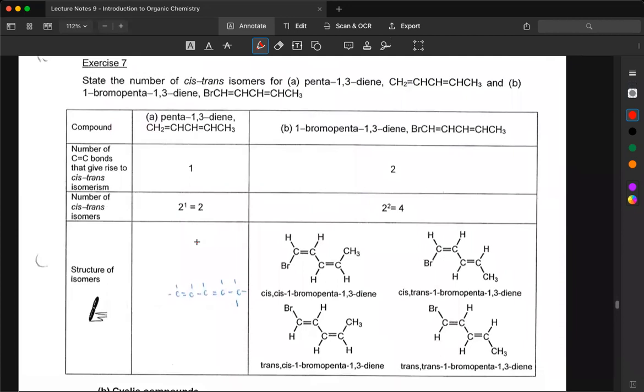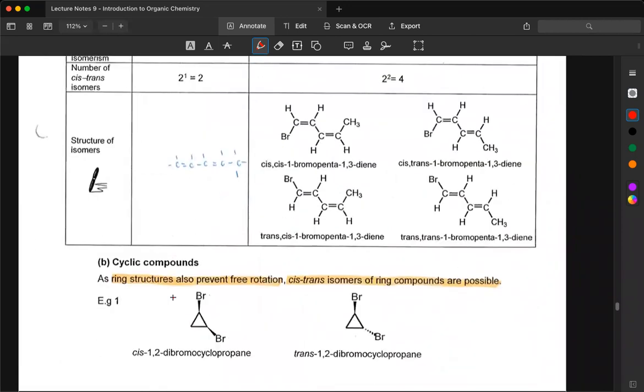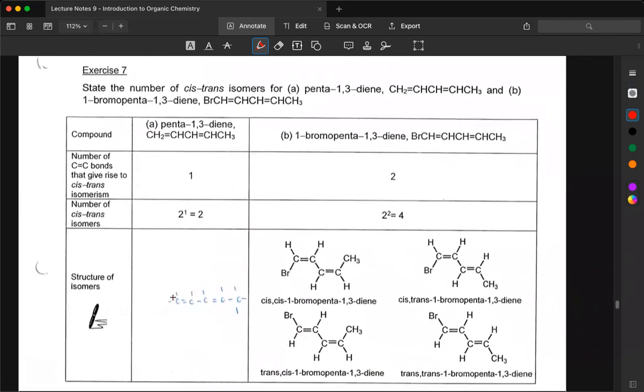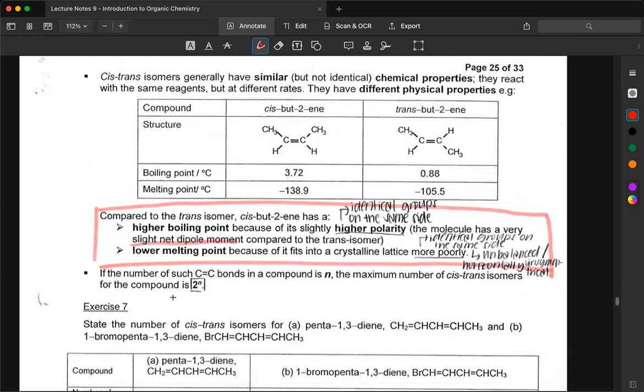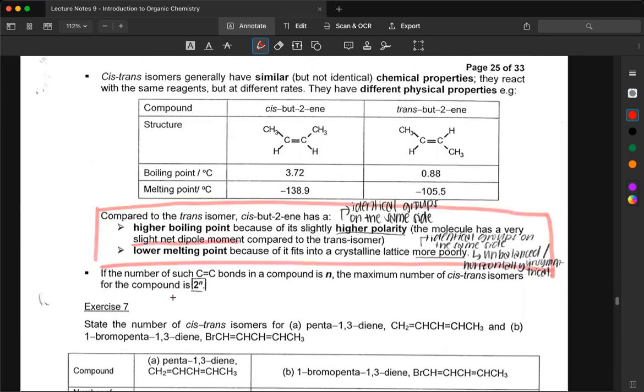Exercise 7. The answer is all given. Take a look at this question. For this question, you're supposed to state the number of cis-trans isomers for penta-1,3-diene, because there are two double bonds of C, and 1-bromopenta-1,3-diene.